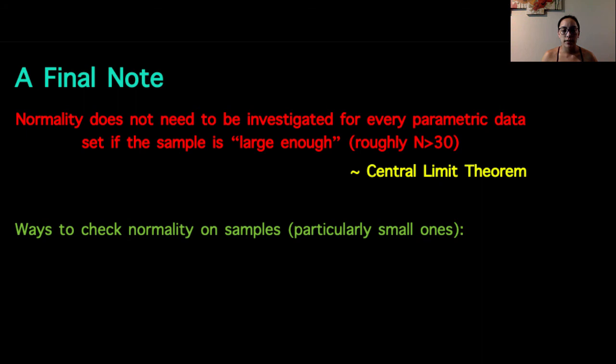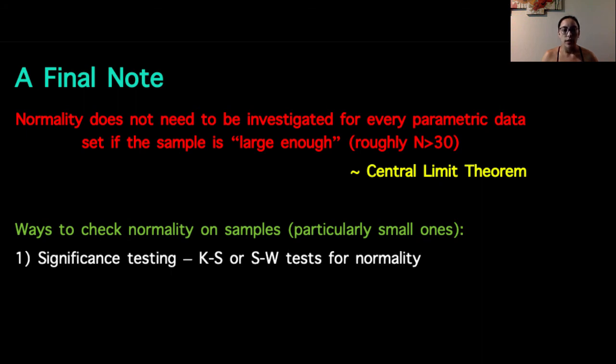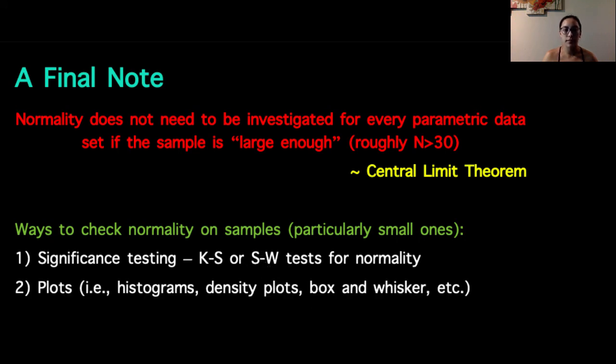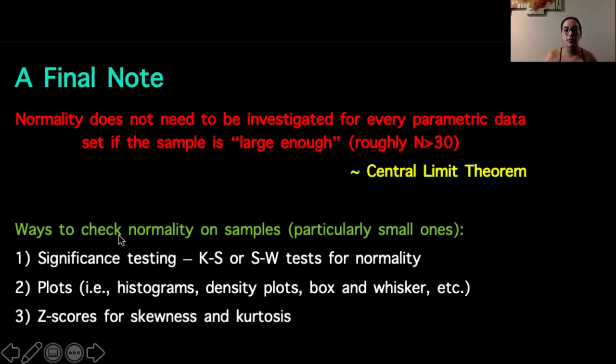Ways to check normality on samples, particularly small ones: we can do significance testing. For us, we're going to use the Shapiro-Wilk test for normality. You can use plots, right? So histograms, we can use density plots, which I'll show you guys in SPSS in your activity, box and whisker plots, etc. And then we can calculate z-scores for skewness and kurtosis. So in exams or in quizzes, sometimes I'll ask you to assess the distribution shape. How would you describe the shape of the distribution, right? And you can use any one of these methods to justify your answer for how you would describe the shape of the distribution.